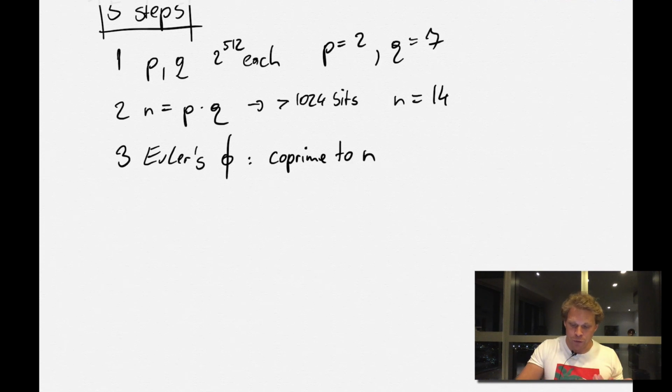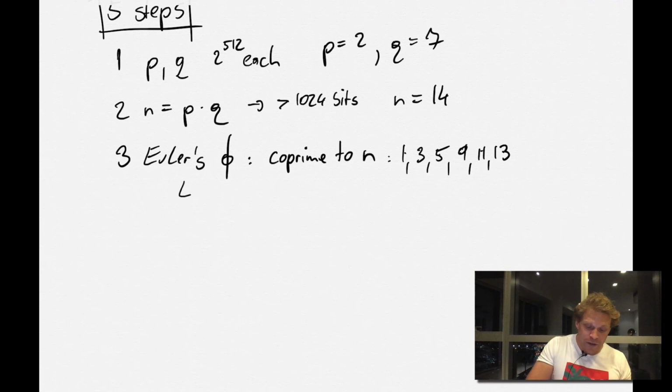So we could go through and say, okay, 1, 3, 4 is not, 5, 6 is not, because 2 is in 14 and in 6, 7 is not, 8 is not, 9, 10 is not, 11 is, 12 is not, and 13. So we have 1, 2, 3, 4, 5, 6. So in our case, Euler's phi is the number 6.